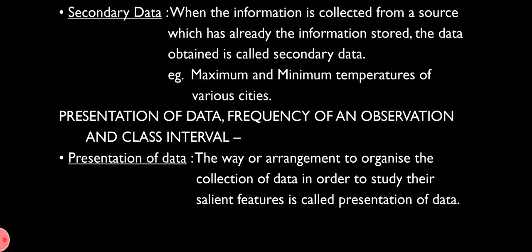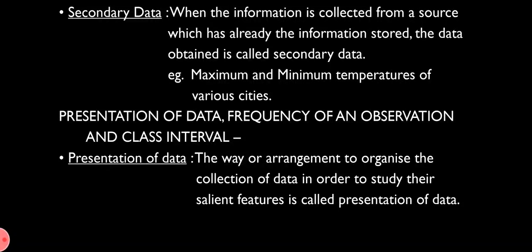Means whatever data is collected, after collecting this data, how to arrange that data in a proper form, so that one can, looking at that presentation, understand what it wants to explain, that is, to study their salient features. That is called presentation of data. The reason for presentation is that a person can study the salient features of the collected data.